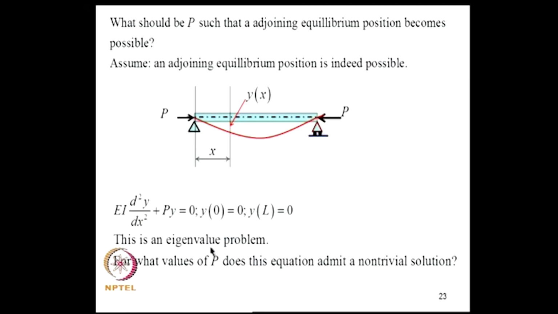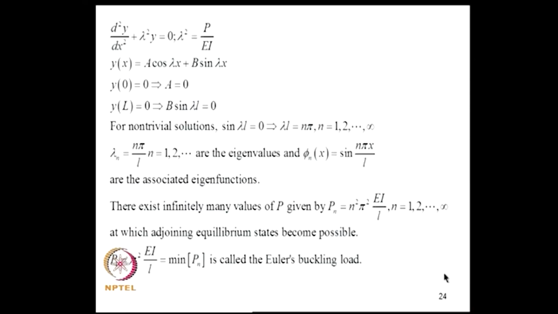Now, the question we are asking is, y equal to 0 is a solution for any value of P. Are there any values of P for which a non-trivial y of x is possible? That means it satisfies this equation and the boundary conditions, but y is not 0. So, again this is an eigenvalue problem, but now it is associated with a second order linear differential operator. So, the question is, for what values of P does this equation admit a non-trivial solution? So, we can solve this equation. I divide by EI and call P by EI as lambda square, and the solution is a cos lambda x plus b sin lambda x.